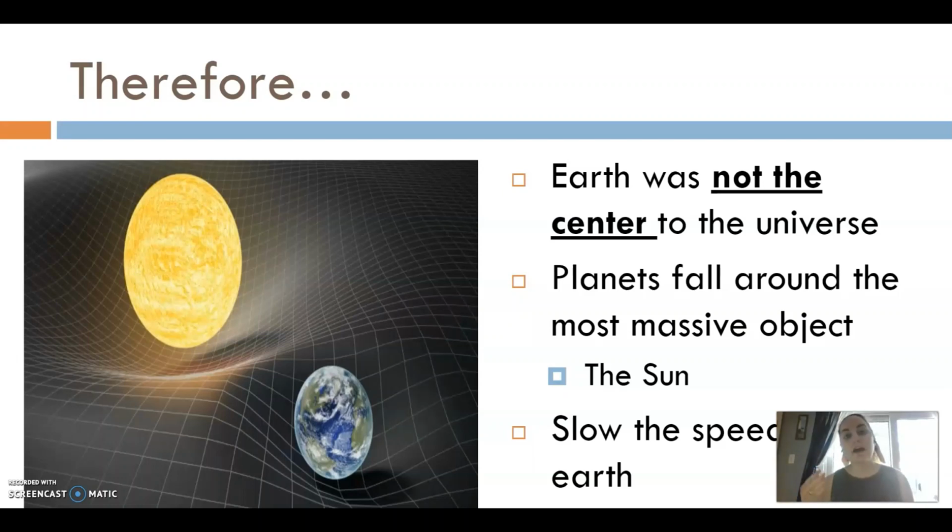And we have to have, again, enough horizontal velocity or tangential velocity in order for us to continue in this orbit. If we had less, we're going to be crashing towards the sun. If we had more, we're going to be shooting off into space.